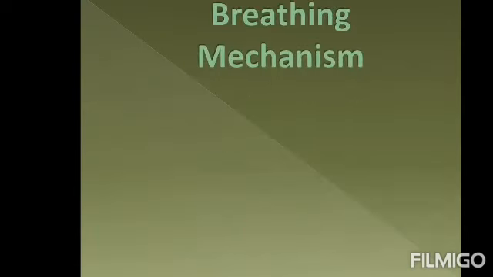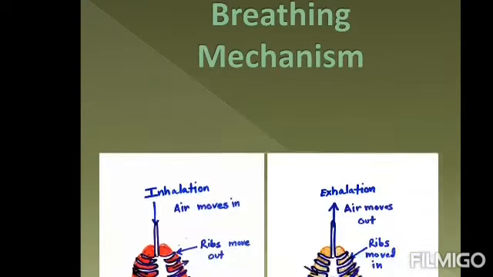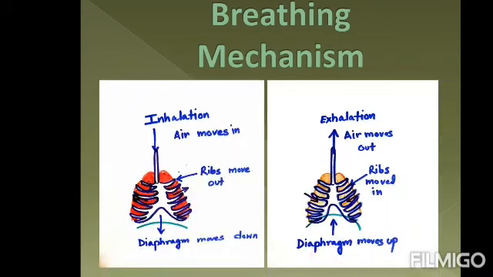Then the breathing mechanism. The mechanism of breathing is controlled by the diaphragm and the intercostalis muscles. The diaphragm is a thin membrane that separates the human body into the thoracic chamber or cavity and the abdominal cavity. When the diaphragm moves down, the lungs expand and the air is inhaled. When the diaphragm moves up, the lungs contract and the air is exhaled.